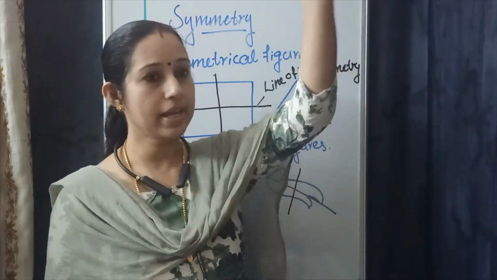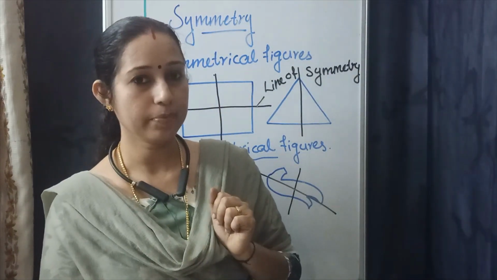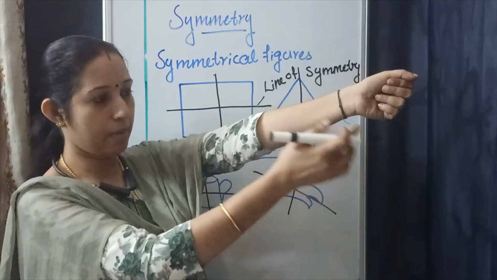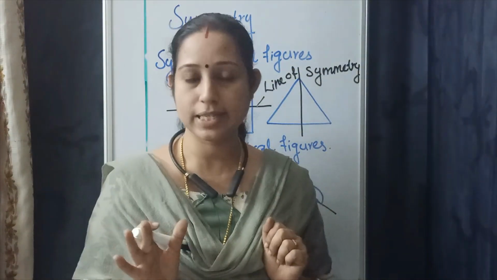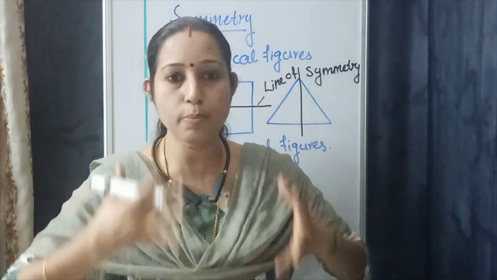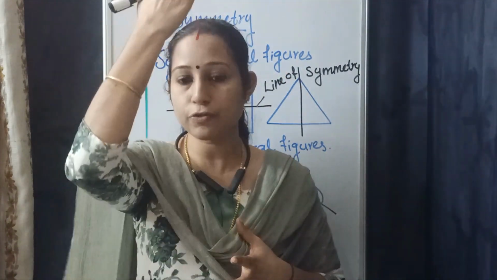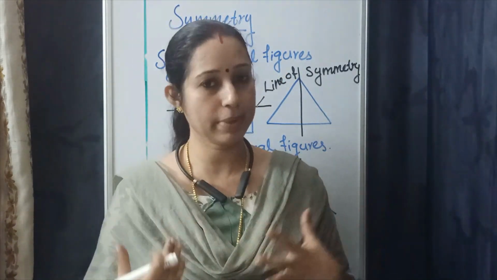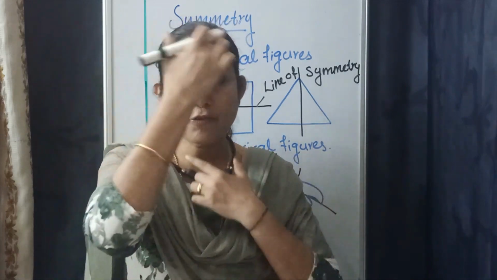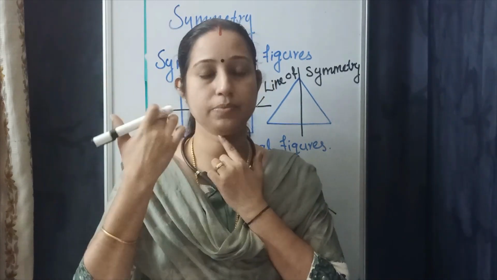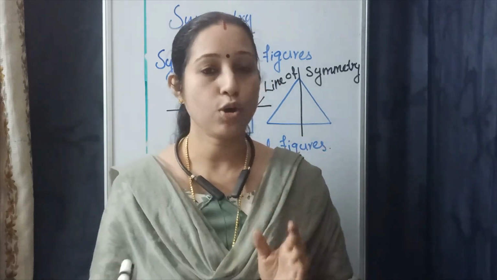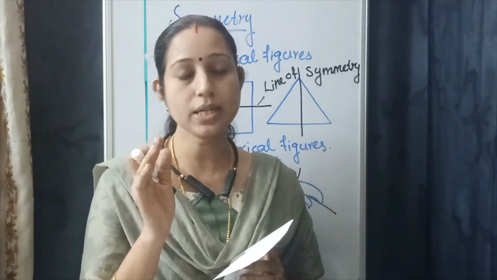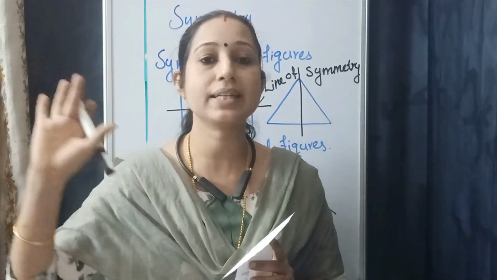Okay, is our arm a symmetrical figure? No. If I cut this arm here, these two parts are different. So our arm is not a symmetrical figure, but our full body is. If I cut our full body, we get two symmetrical halves. Only the face is also a symmetrical figure.